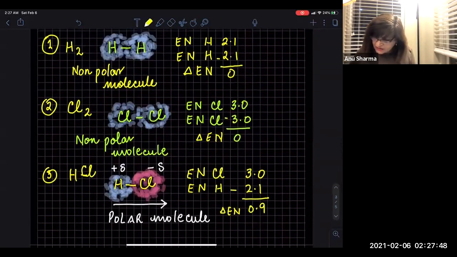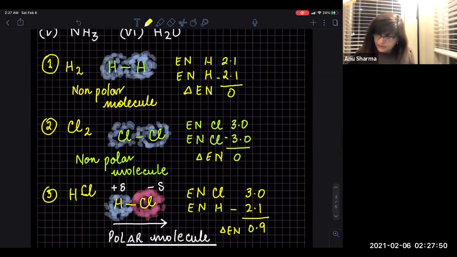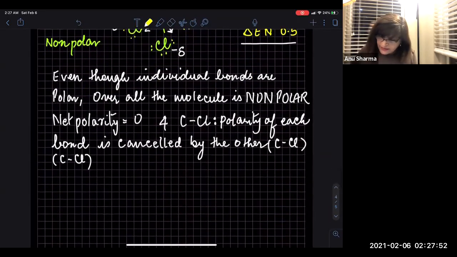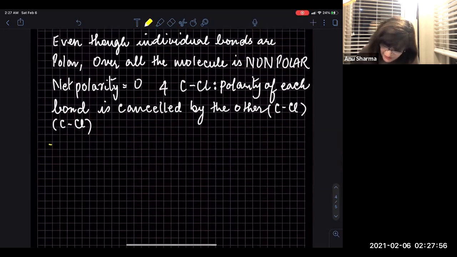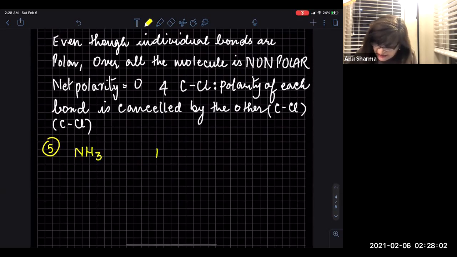Okay, now the last examples: there are two more. One is ammonia and the other is water. Okay. So number 4, 5, now let's look at the situation with ammonia. So NH3, this is the structure and these are the hydrogens. This is the Lewis structure.